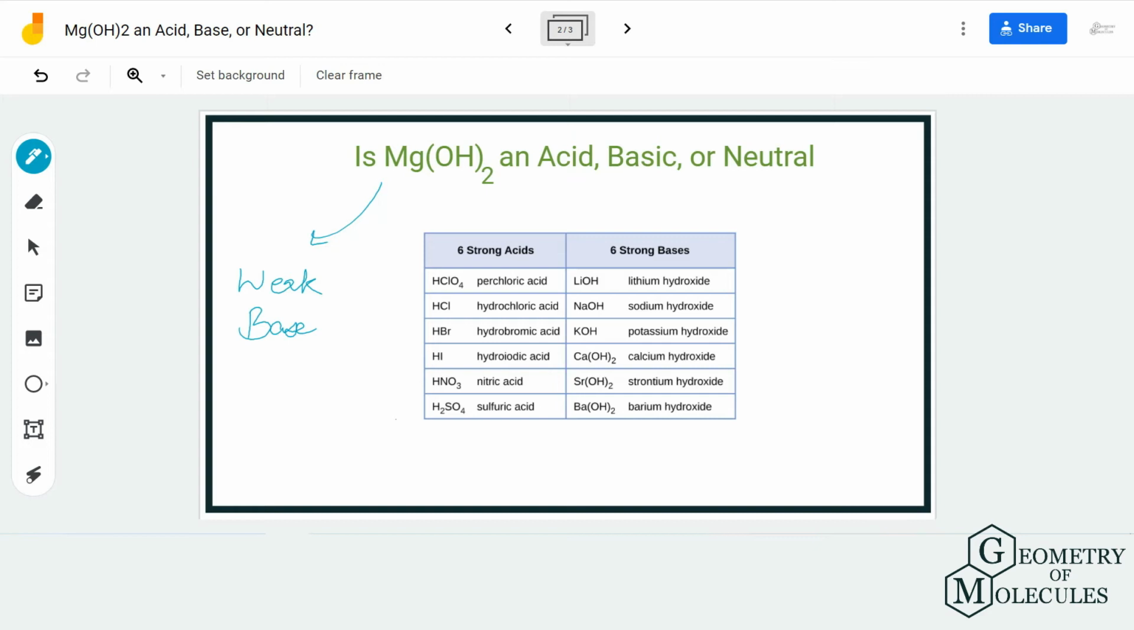When this molecule is dissolved in water, it gives out ions like Mg2+ and 2OH-. So these are the ions when it is dissolved or dissociated in water. However, it is not completely dissolved in water, and because of this property of Mg(OH)2, or magnesium hydroxide, it is considered a weak base. I hope this video helps you to understand that.